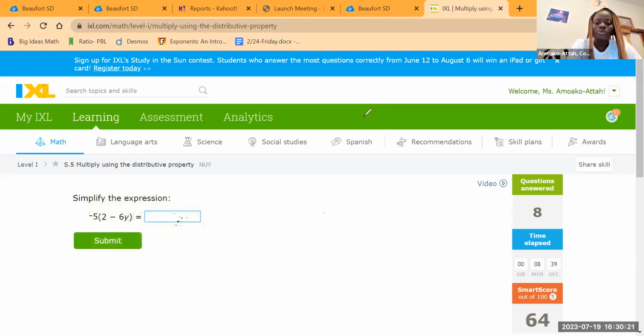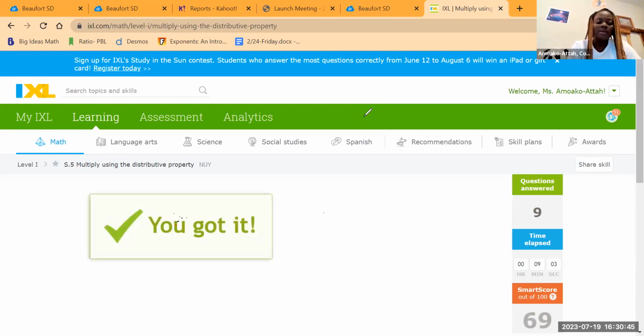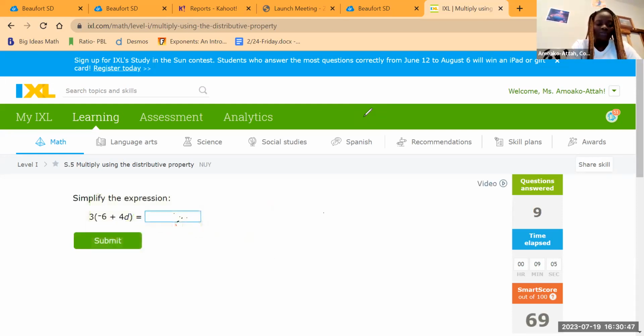All right, let's go. We are almost there. Let's keep going. So negative 5 times 2 will give you negative 10. Then negative 5 times negative 6 will give you positive 30. Then you bring a variable, your y. So simple, guys. It is very simple.